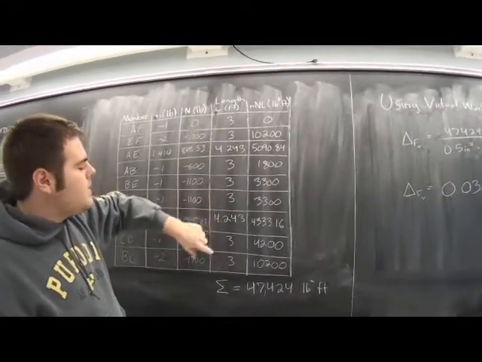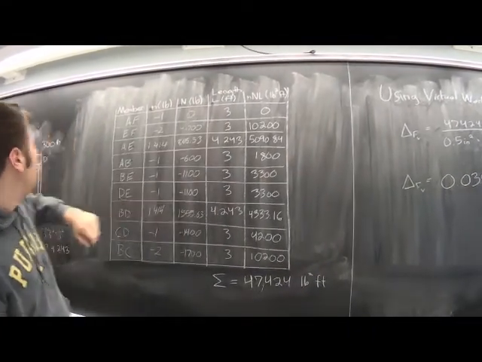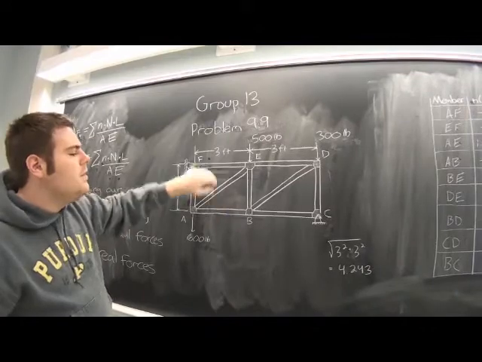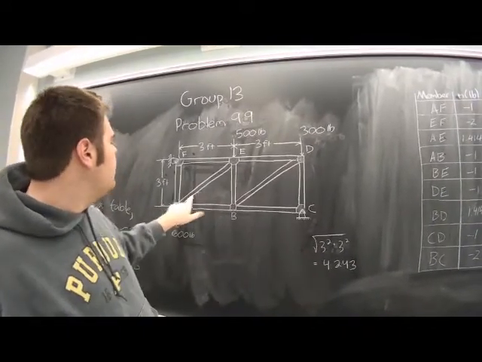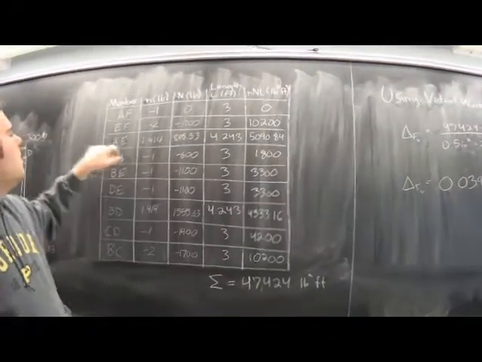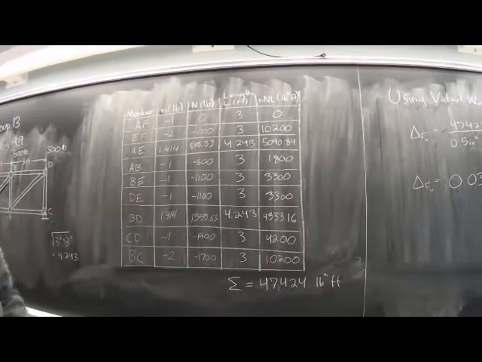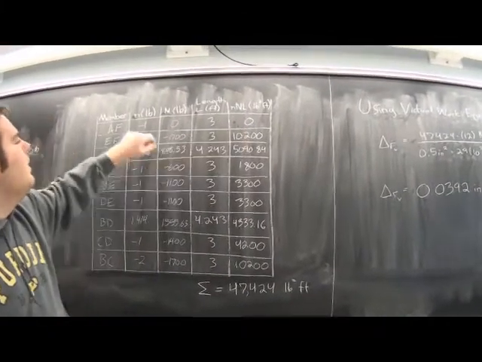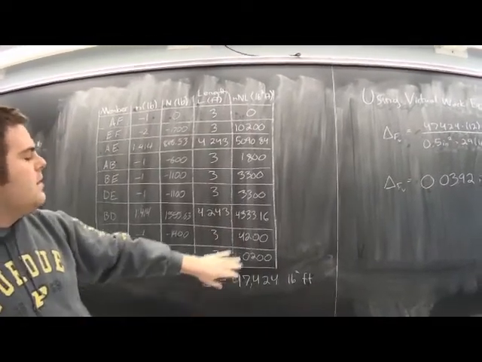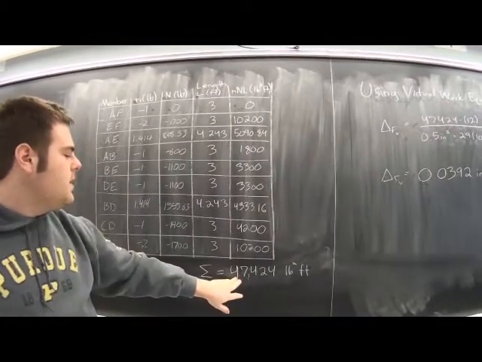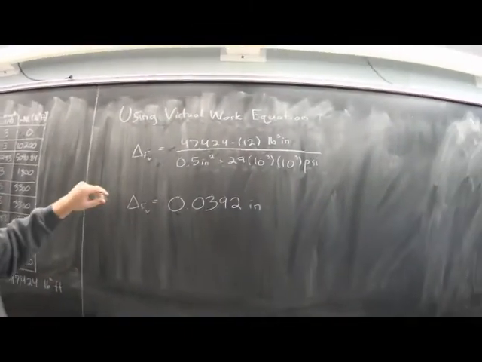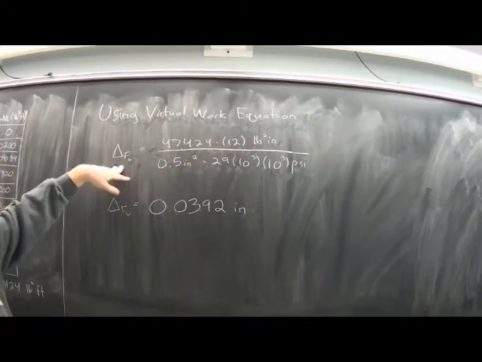All of the members are the same 3 feet except for 2 of them. Going back to the original drawing, since both sides are 3 feet, you can use the Pythagorean theorem to find that this length here is 4.243 feet. So that's for members AE and BD. And then for this last column, you simply multiply all of these 3 columns together all the way across. Finally you come down here and sum the entire last column. You get 47,424 pounds squared feet.